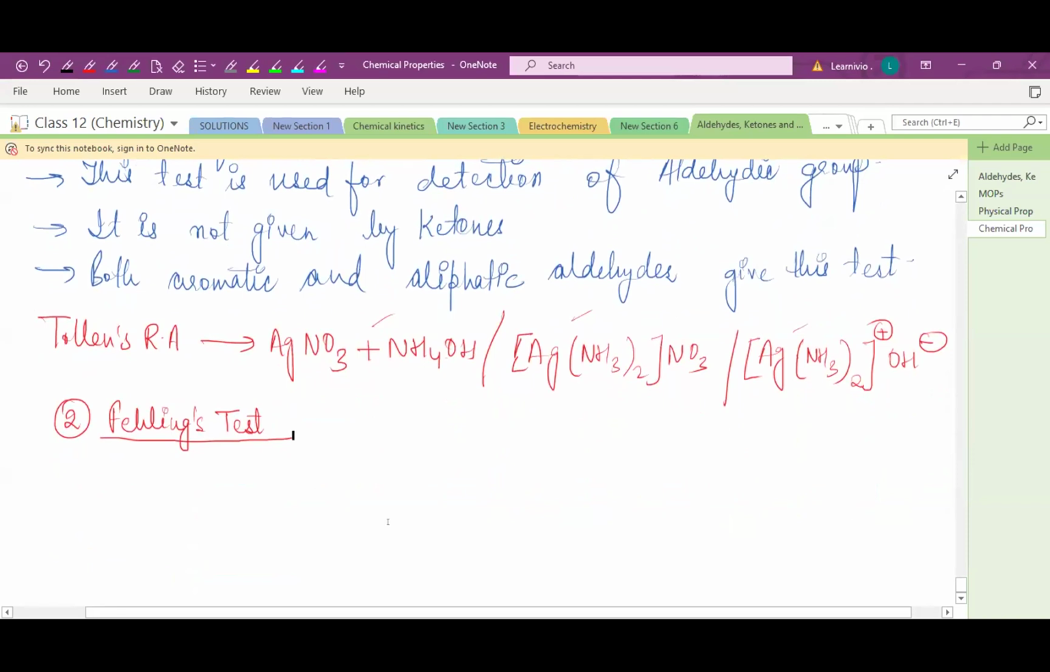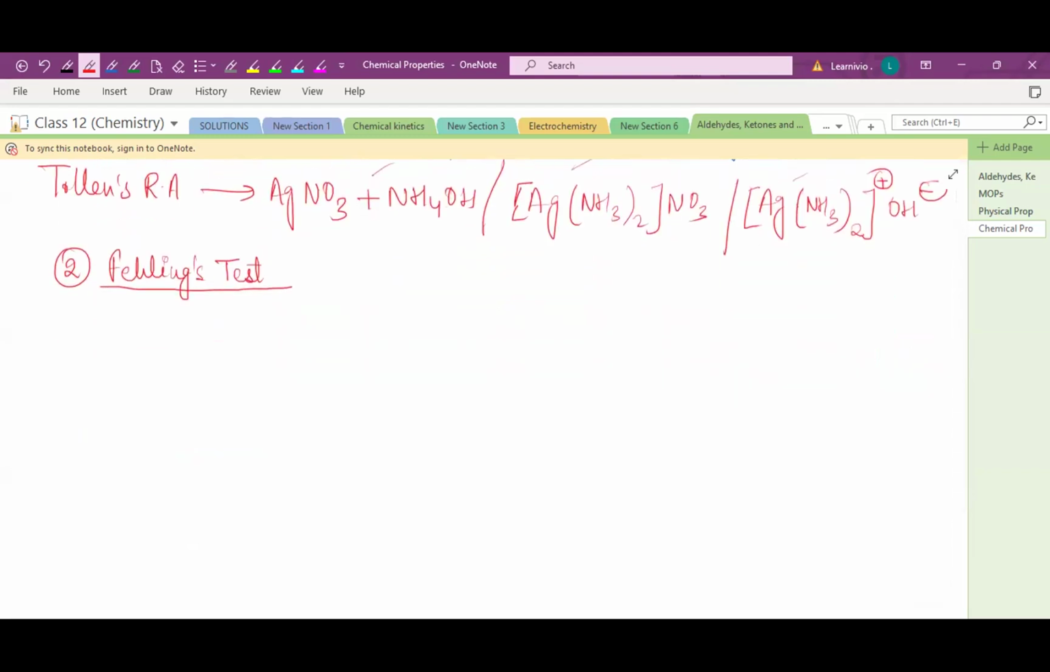Okay, let's move forward. The second test is your Fehling test. Let's discuss it in detail. Fehling test is again for aldehydes, the carbonyl group. Fehling test is basically for the aldehydic group, and here we use two types of solution.